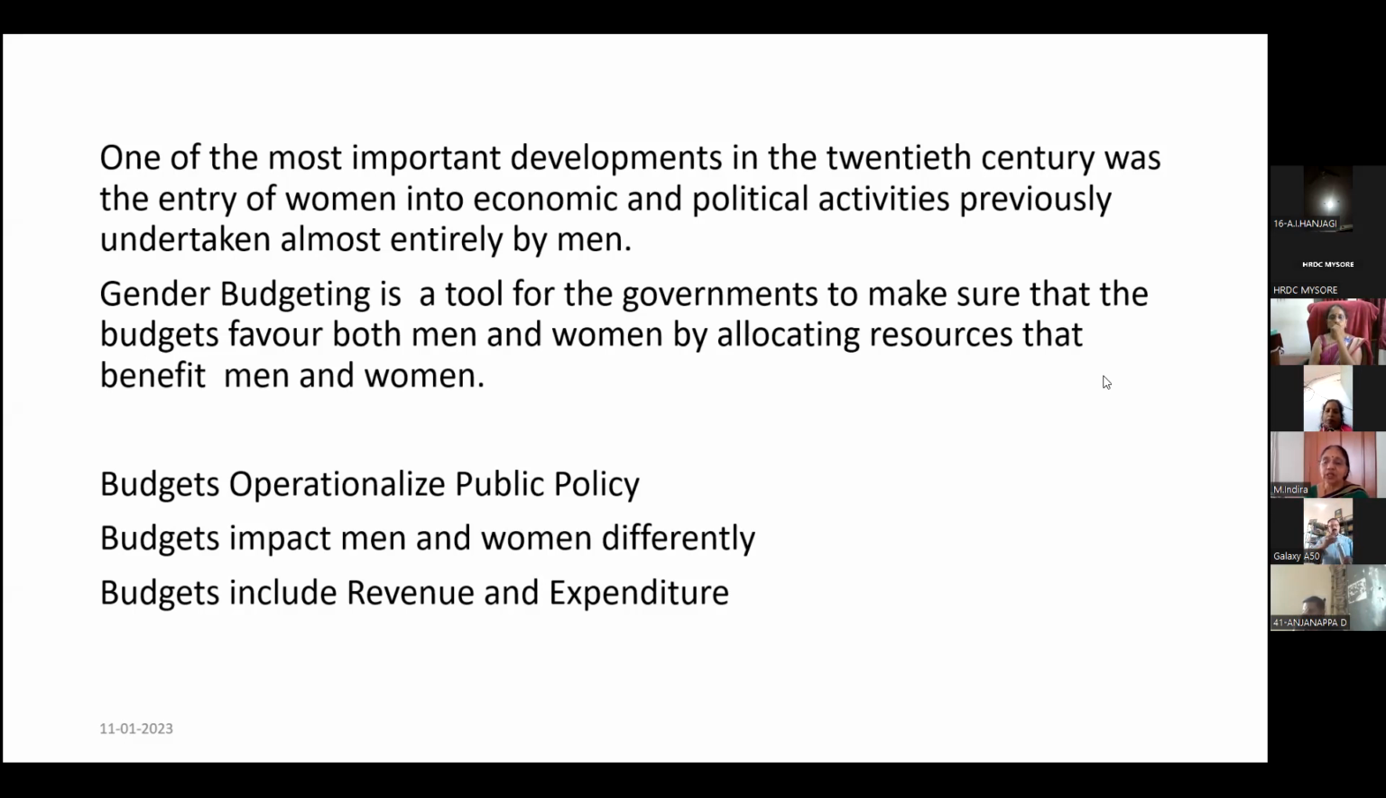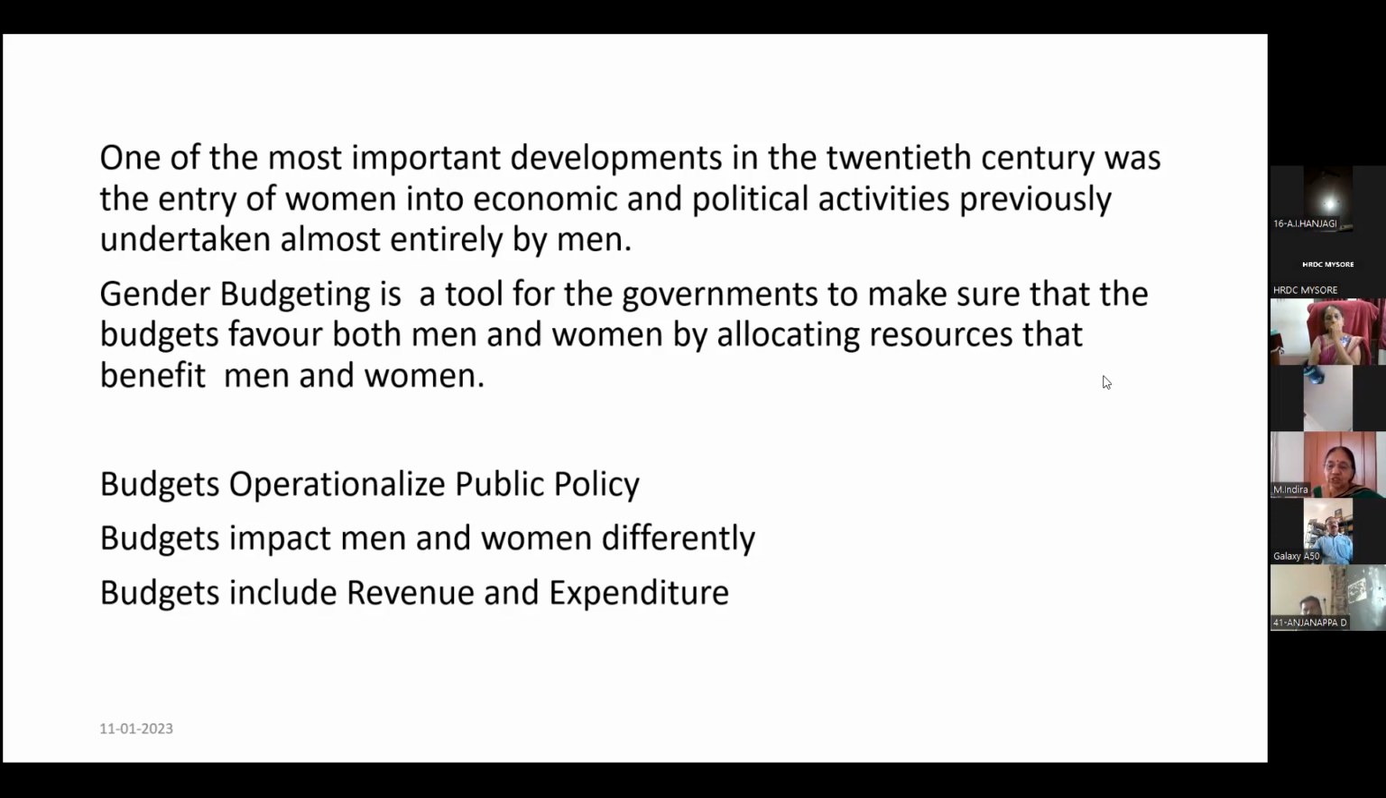Okay, this expenditure, how this money is spent, where the allocations are taking place, whether they are able to take into consideration the gender differences, whether the resource allocation is benefiting both men and women or not. To look at that, gender budgeting is a tool. So budgets operationalize public policy. See, our budgets generally, not gender budget alone, but overall budgets. Why we need budgets is that budget is a tool to operationalize government policy.